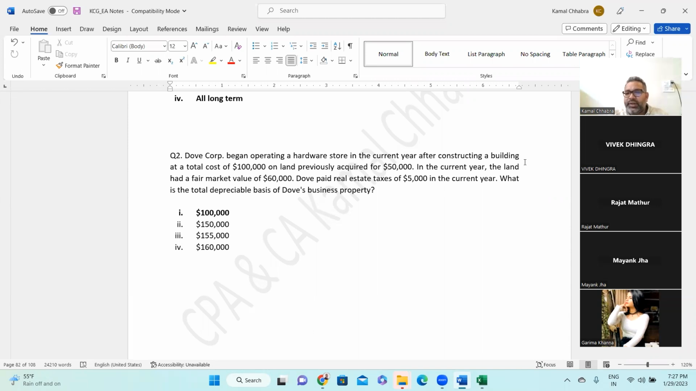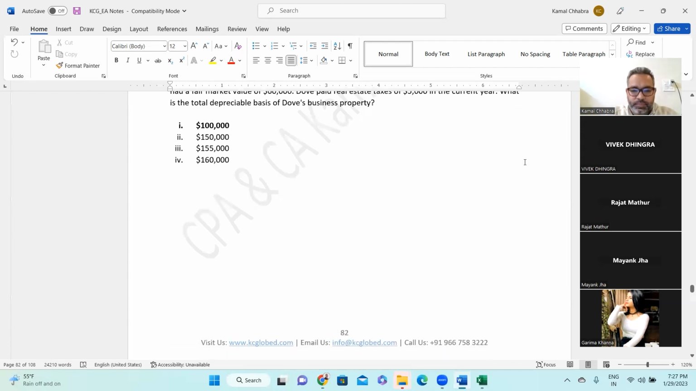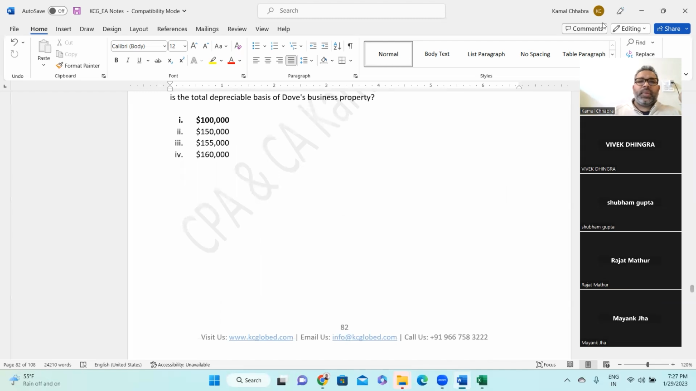Right, does everyone agree? So taxes are an expense and land is not depreciable. So the only depreciable asset is the building, which costs $100,000. Hence the depreciation base is $100,000. Make sense? Yes, sir. Okay, so this is it for today's class.